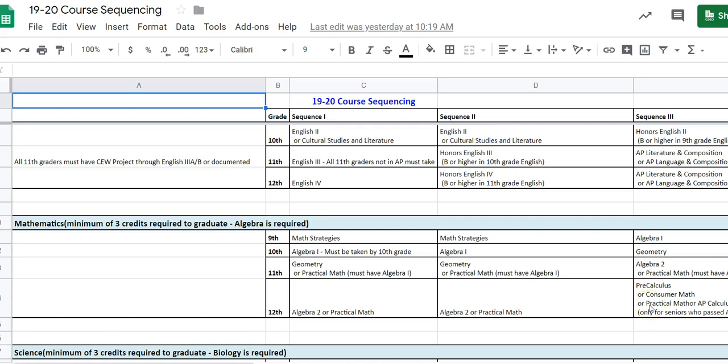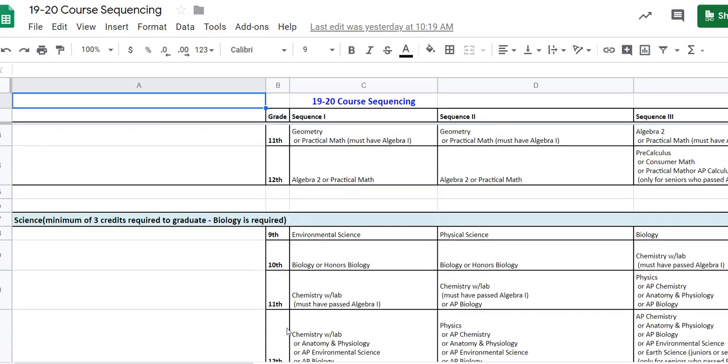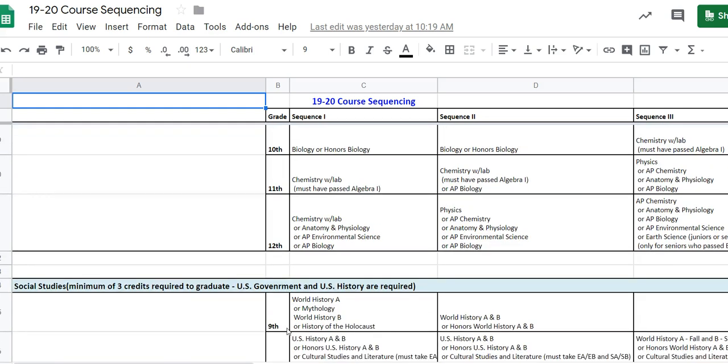or AP Calc. So one of these things that you need to think about, you only need 3 credits of math. Okay, so technically you only need to take 9, 10, and 11, but we highly recommend that you take a 4th year because it's better for you to keep in that groove of math class. So you go through all of these courses, right?